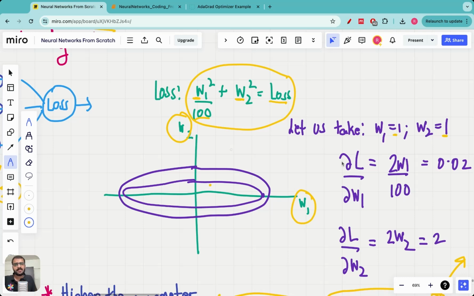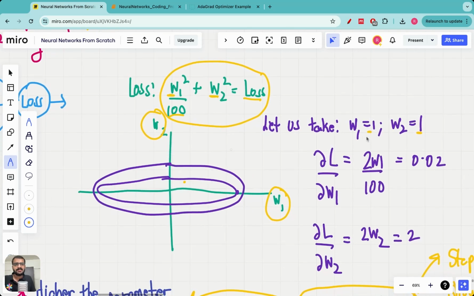So let's find the partial derivative of loss with W1. When we do this, W2 will be treated as a constant. So we'll just take the derivative of this term with W1, which is 2W1 divided by 100. And since W1 is equal to 1, the partial derivative of loss with respect to W1 is 0.02.